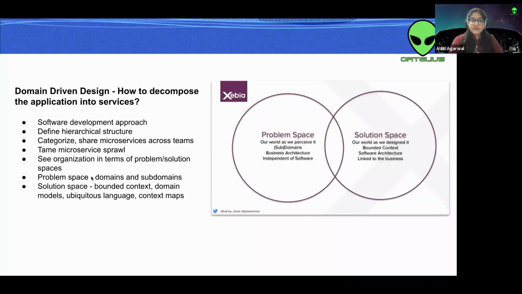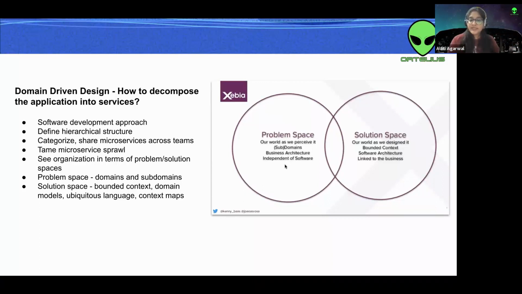So in case of problem space, we have two terminologies. One is domain and second is subdomains. So domain can be taken as our whole organization, that this is the problem domain which we are having, and for this problem domain we will be proposing a solution space.